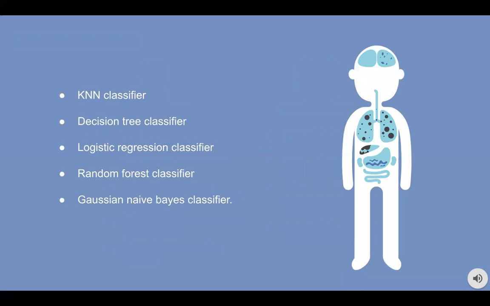The second step of our approach is to do the model selection. Since the output label for our dataset is binary and the features are numerical values, we are considering the following models: the KNN classifier, decision tree classifier, logistic regression classifier, random forest classifier, and the Gaussian naive Bayes classifier.